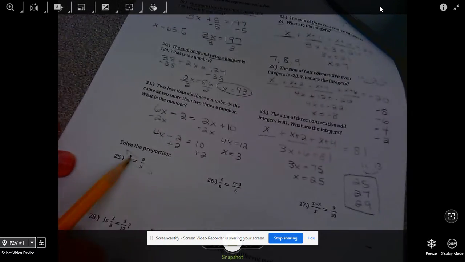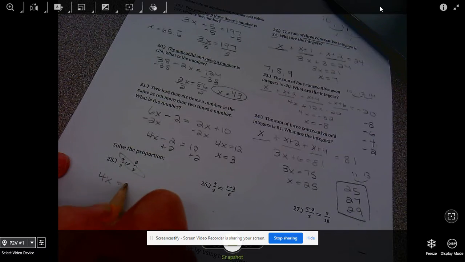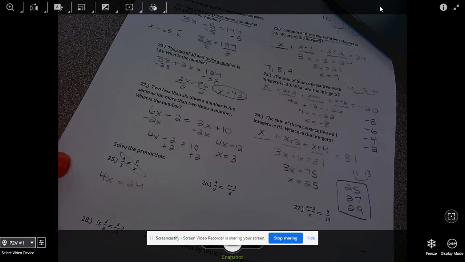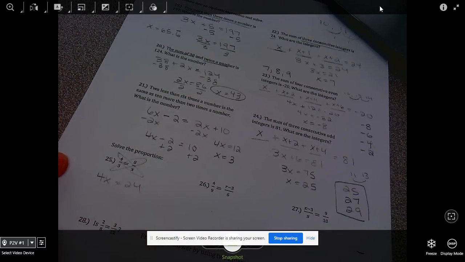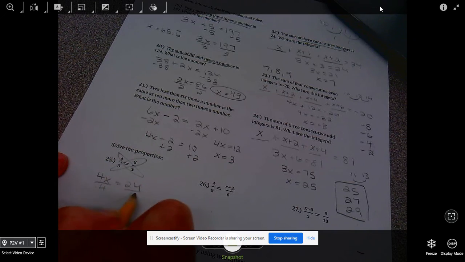Next one, solve a proportion. 4x equals 24. You have to cross multiply. 4 times x is 4x, 8 times 3 is 24. And then you just solve like normal.